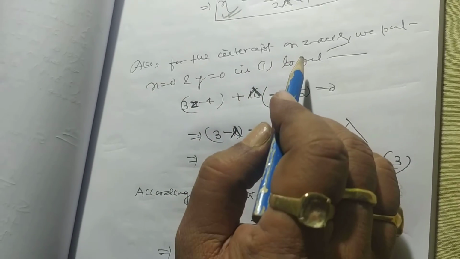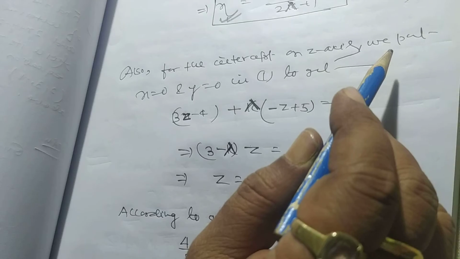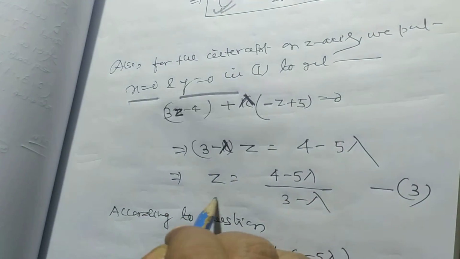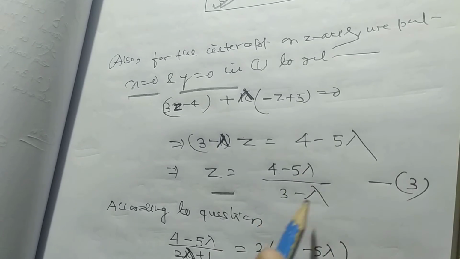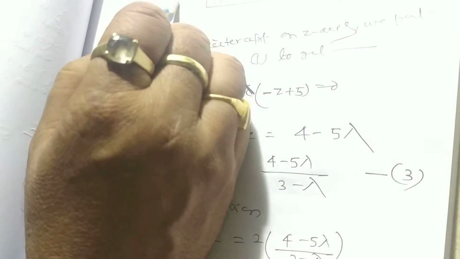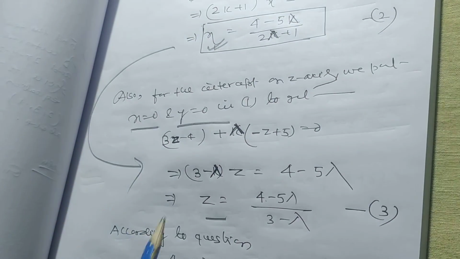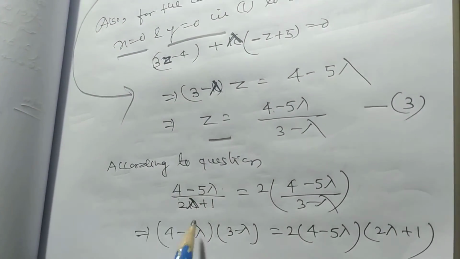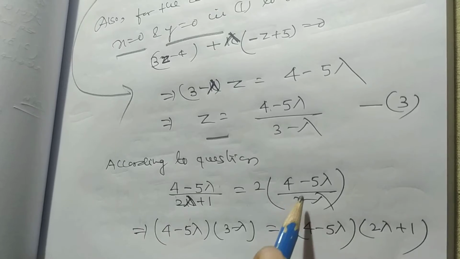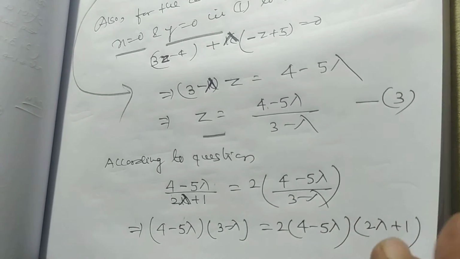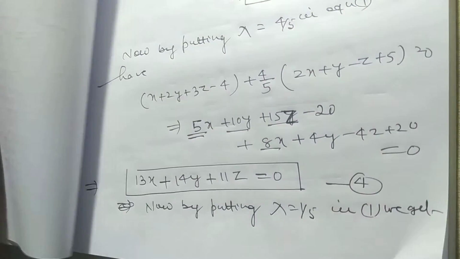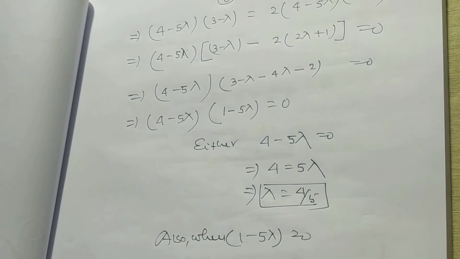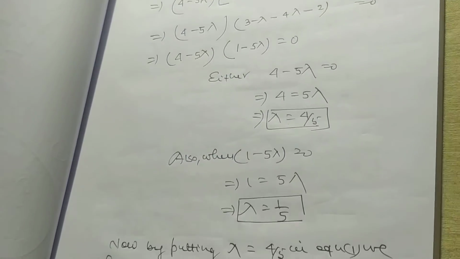Also, for the intercept on the z-axis, we put x is equal to 0, y is equal to 0, and z is equal to (4 minus 5 lambda)/(3 minus lambda). This is very, very important. You should know this. Now according to the question, (4 minus 5 lambda)/(2 lambda plus 1) is equal to 2 times (4 minus 5 lambda)/(3 minus lambda). And after solving, we have lambda is equal to 4 by 5 and lambda is equal to 1 by 5.